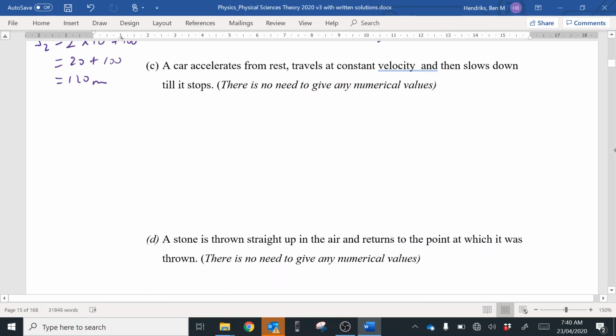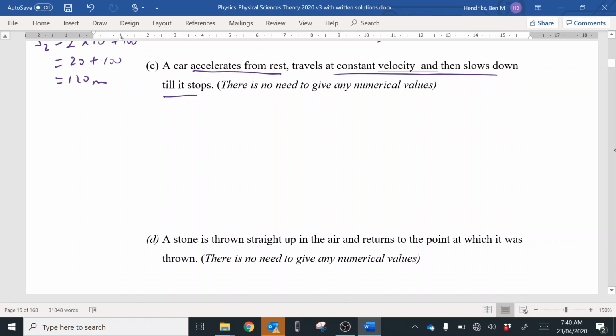Alright, so question C, we have a car that accelerates from rest, travels at a constant velocity, and then slows down till it stops. No need to give numerical values, so it's actually really similar to the traffic light problem we had before. We were given the graph, so we've got S, T. So it accelerates from rest, so this is 0, although you don't need to give any numerical values.